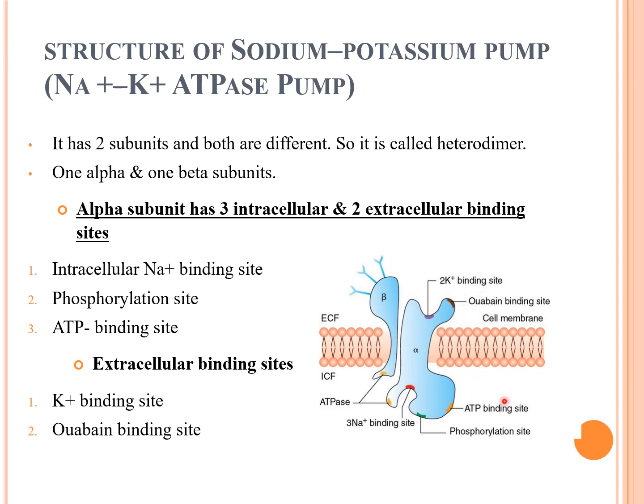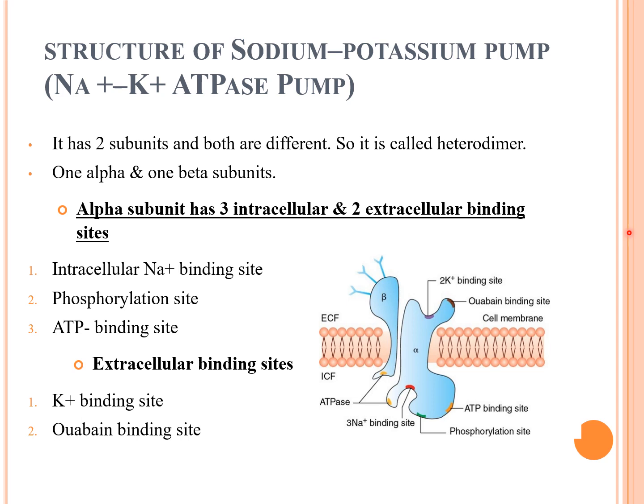We'll study the structure of the ATPase pump one more time. The sodium potassium ATPase pump is present in all the cell membranes. It has 2 subunits, one alpha and one beta subunit. Both are different, and that is why it is called a heterodimer. The beta subunit is attached with the glycosylation sites, whereas the alpha subunit has 2 extracellular binding sites, which are the 2 potassium binding sites and the ouabain binding site, and 3 intracellular binding sites, which are the 3 sodium binding sites, the ATP binding site, and the ATP phosphorylation site. So this is the structure of the sodium potassium ATPase pump.